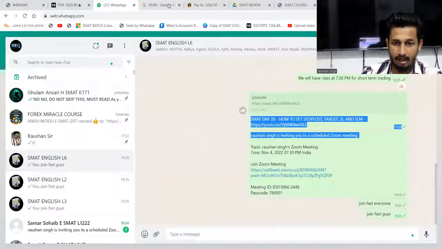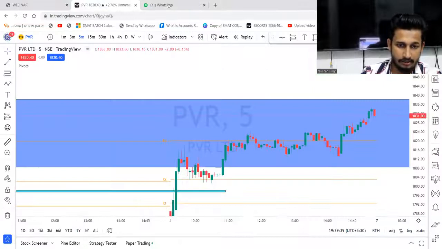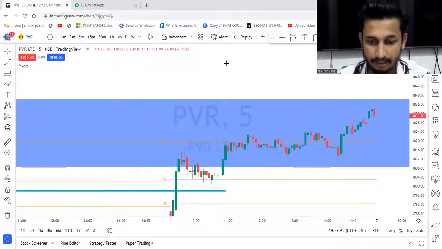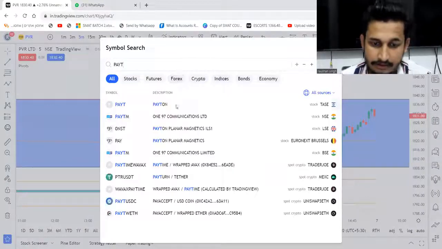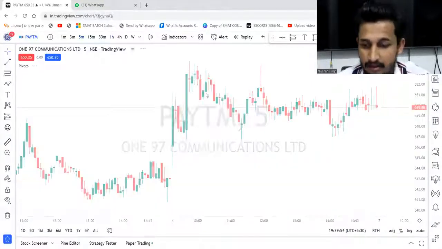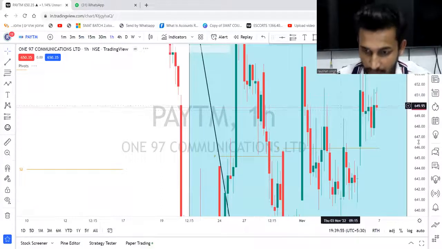How many of you are holding this stock, Paytm? How many of you have it? This is the time when you can invest in Paytm, by the way. Technically, right now it is the point of investment.